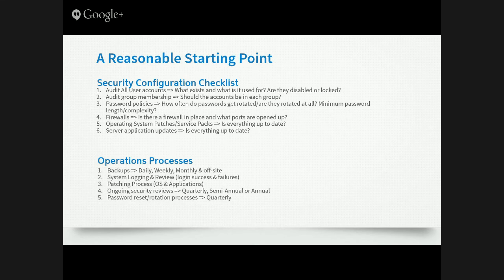The second set of things that I put together is essentially operations processes. These are things that you want to put processes in place for: backups, system logging and review, patching process, ongoing security reviews, and then password reset and rotation processes. These are all operational things that you're going to want to implement in your environment, more or less just to help maintain system uptime. And again, going back to the backups, you want to make sure that you're doing everything you can so that if a machine experiences a hardware failure of any kind or a software failure, you're able to bring it back up.